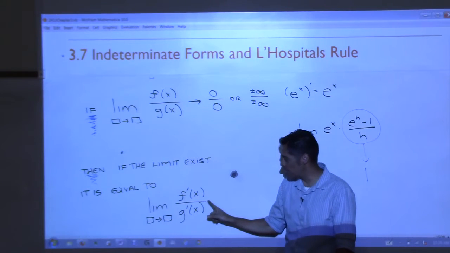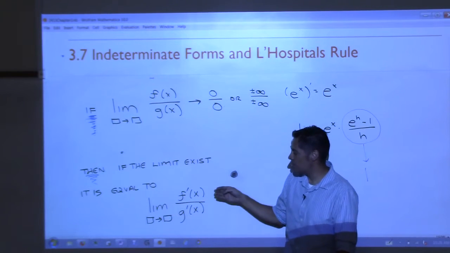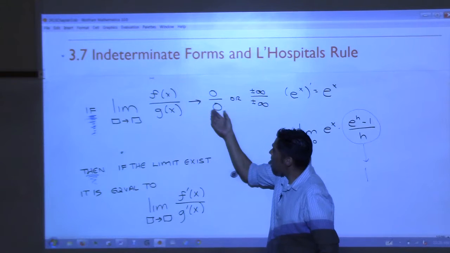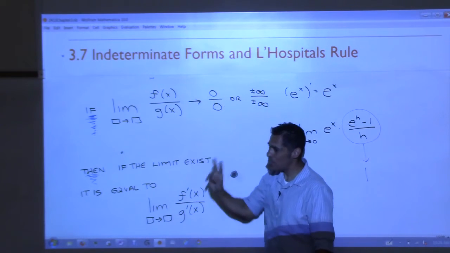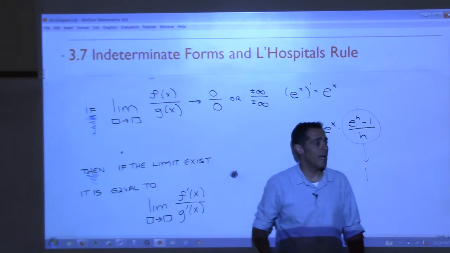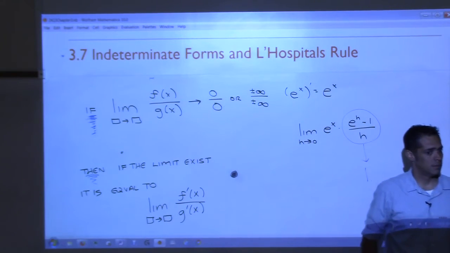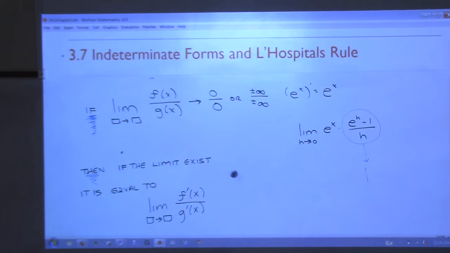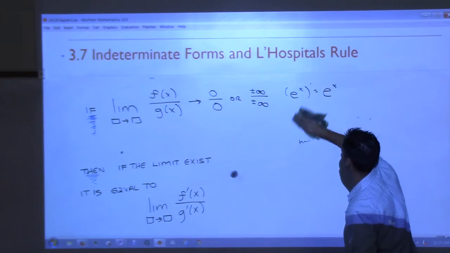Not quotient rule. Do you all see that? This is not quotient rule. This is just saying, hey, look, if you ever see this, take the derivative of the top and the bottom separately and try and run the limit again and see what you get. All right? So that's the rule. It's so simple, but it's so powerful. Let's go do the one with the sine first.